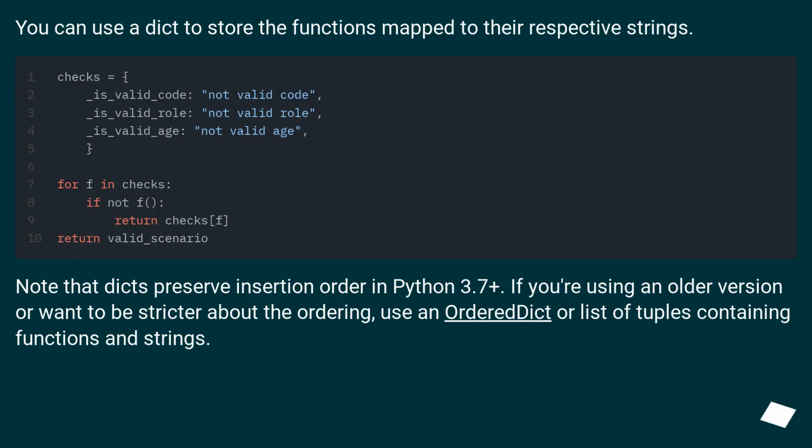You can use a dict to store the functions mapped to their respective strings. Note that dicts preserve insertion order in Python 3.7+. If you're using an older version or want to be stricter about the ordering, use an OrderedDict or list of tuples containing functions and strings.